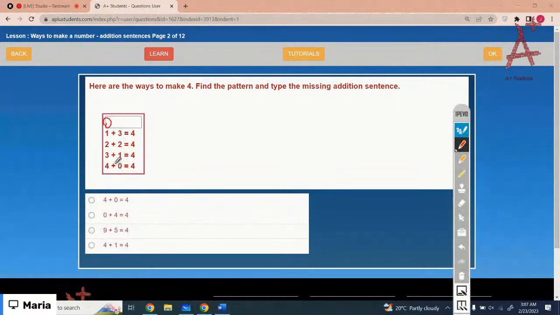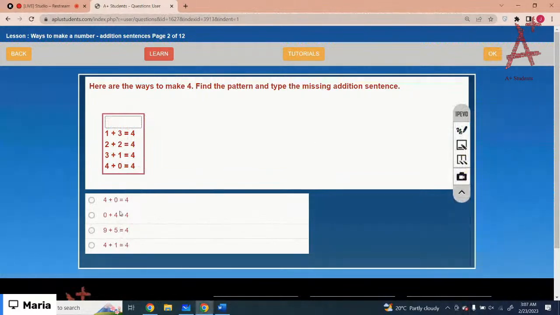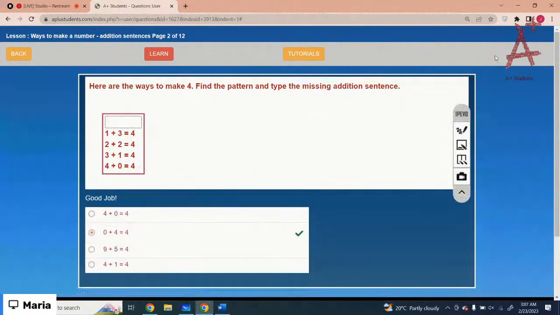That means the next one in the pattern is 0 here. Got it? Okay, now just look at these numbers. 0 plus 1, 1. 1 plus 1, 2. 2 plus 1, 3. So right after 3, which is the next one? The next one is 0 plus 4, and 0 plus 4 makes 4. That means the missing one is 0 plus 4 equals 4. So the correct option is 0 plus 4 equals 4. Just select the correct option and then click on the OK button.